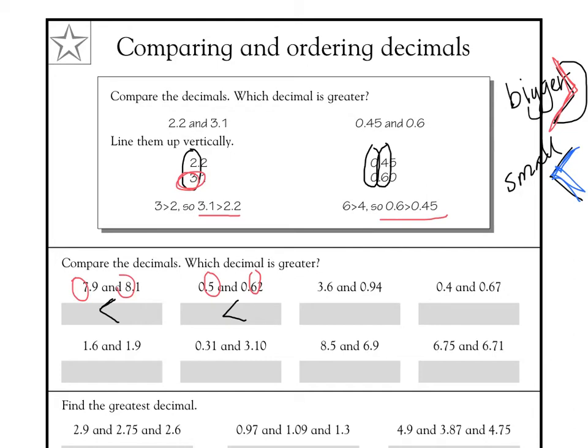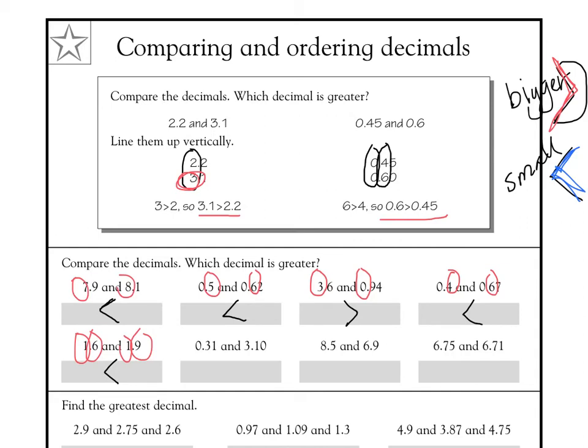Moving on to the next one, we have a 3 in the ones place and a 0. Well, we know 3 is greater, so we would say 3 and 6 tenths is greater than 94 hundredths. Moving on to the next one, we have a 4 and a 6. We know that 6 is greater, so we would use the less than sign. Moving on to the next problem, we have a 1 and a 1. Well, they have that in common. Then we have a 6 and a 9. We know that 6 is less than, so we are going to use the less than sign.